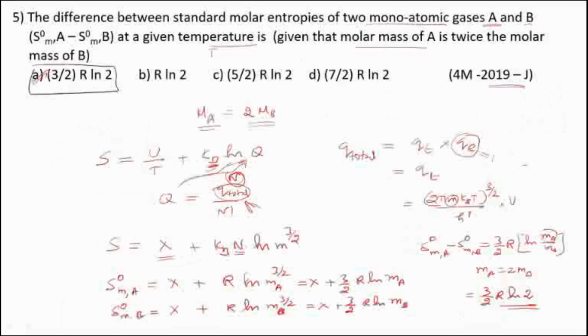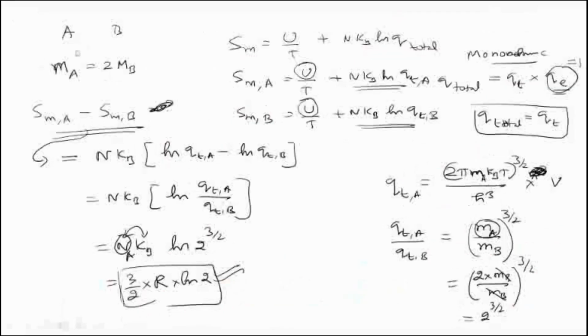Option A. Understand பண்ணிக்க முடியுதான்னு பாருங்க. என்ன கொடுத்திருக்காங்கன்னா ரெண்டு கேஸ் கொடுத்திருக்காங்க A B, ரெண்டுமே மோனோட்டாமிக் கேஸ். என்ன இன்ஃபர்மேஷன் கொடுத்திருக்காங்கன்னா மாஸ் ஆஃப் A வந்து twice the mass of B இருக்கு. A உடைய mass வந்து B ஓட mass விட 2 மடங்கு ஜாஸ்தி.